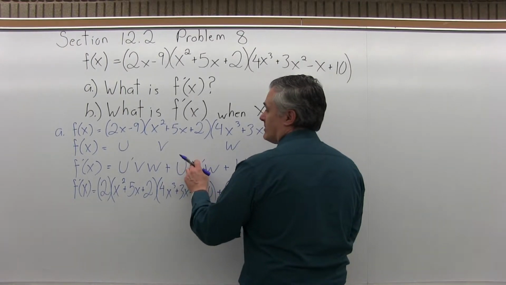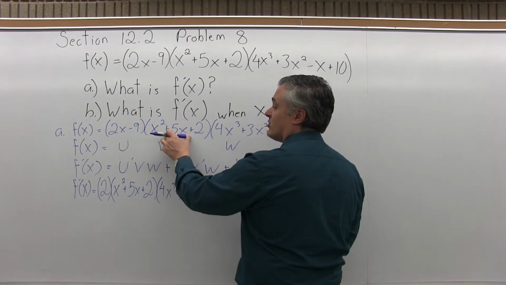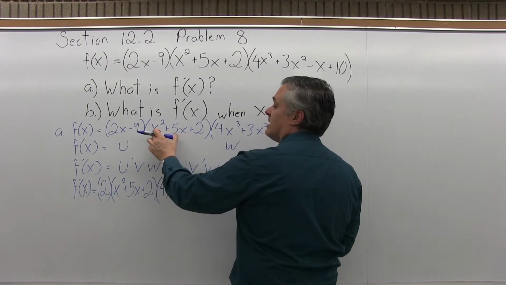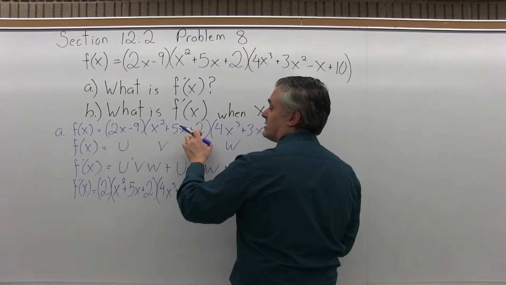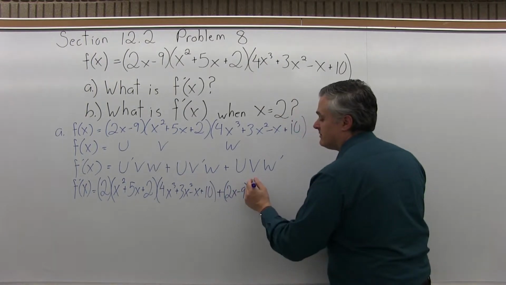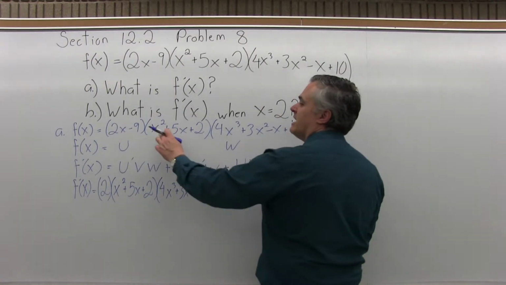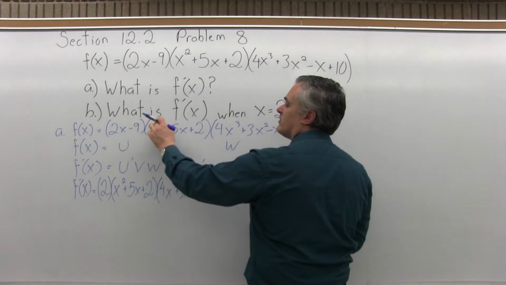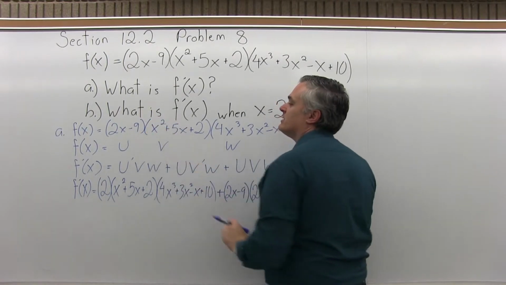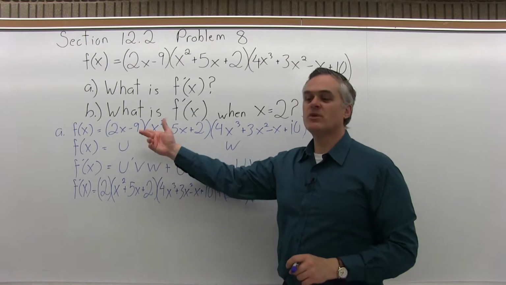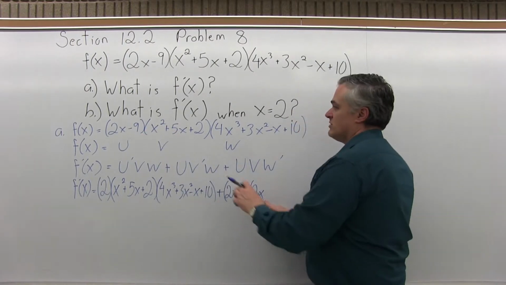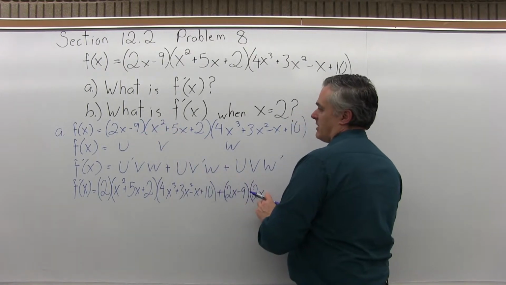Then v prime. V is the middle piece, so v prime is the derivative of the middle piece. The middle piece is x squared plus 5x plus 2. The x squared gives me a derivative of 2x to the first. Again, the exponent comes down times the number in front. The exponent is 2. There's no number written in front, but it's understood to be 1. So 2 times 1 is 2. X to one less power is first power.